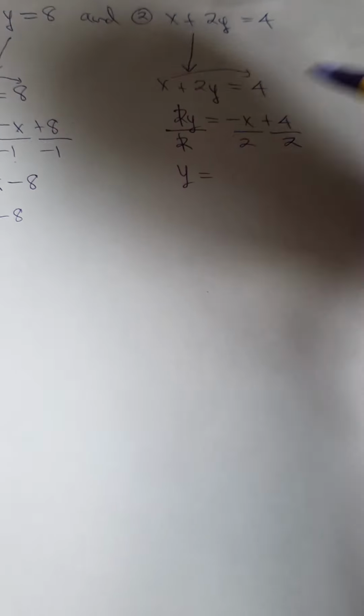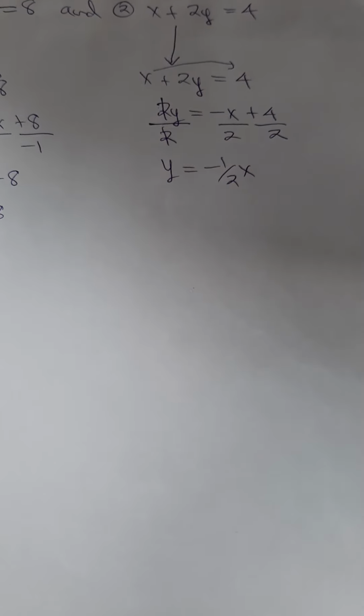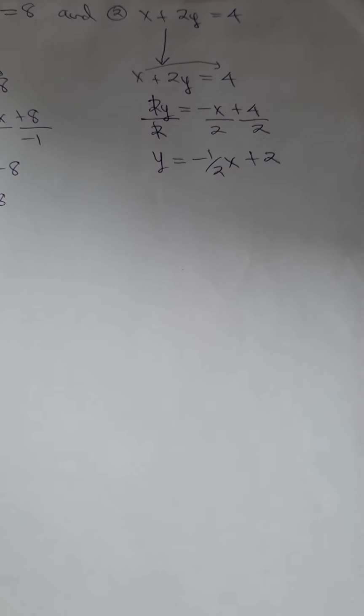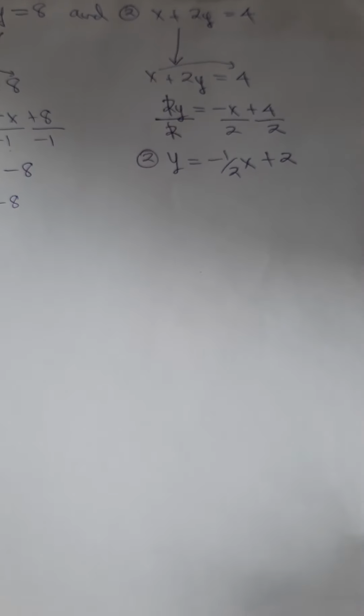Okay, and if it's a fraction or a decimal, you could just leave it as a fraction. This is negative 1 over 2x. Okay, and then we're going to do 4 divided by 2, which is 2, so positive 2. Okay, and this is my second equation.